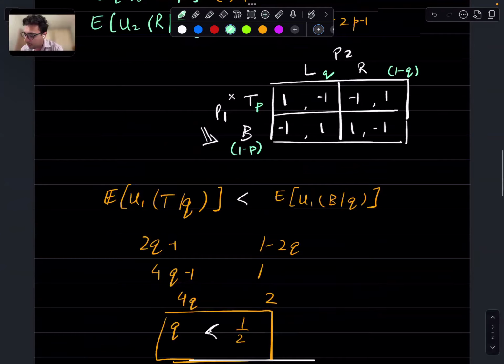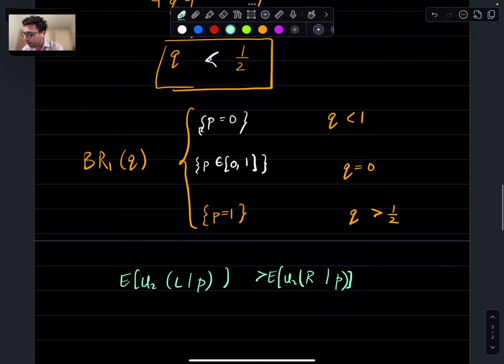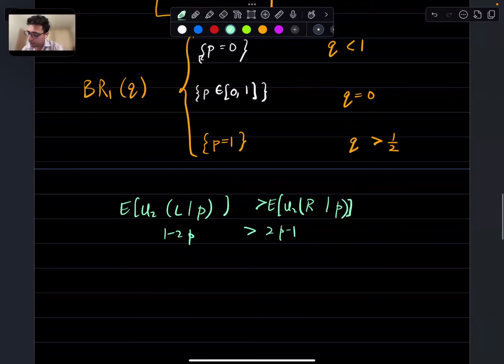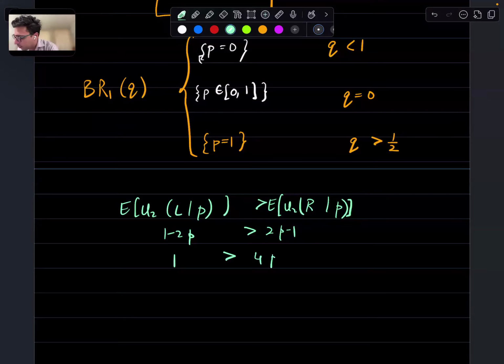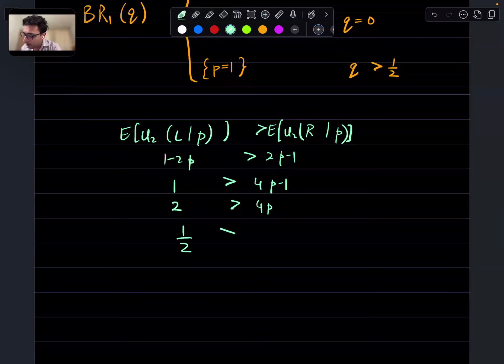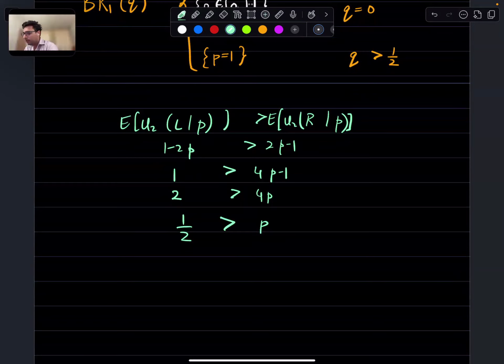If and only if 1 minus 2p is greater than 2p minus 1. Adding 2p on both sides, I get 1 greater than 4p minus 1. Adding 1 to both sides, I get 2 greater than 4 times p. Dividing by 4 on both sides, I get 1/2 is greater than p, right? Or p is less than 1/2.